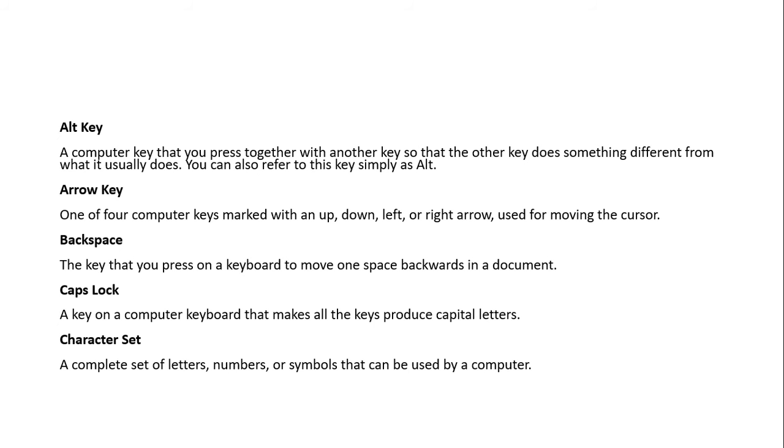Arrow key, one of four computer keys marked with an up, down, left, or right arrow used for moving the cursor. Backspace, the key that you press on a keyboard to move one space backwards in a document. Caps lock key, a key on a computer keyboard that makes all the keys produce capital letters.